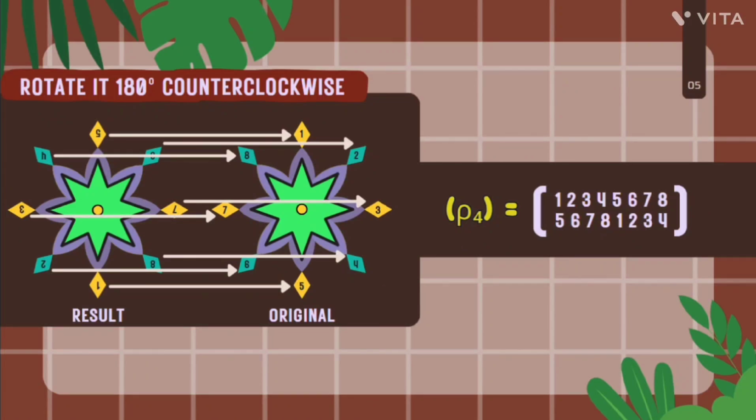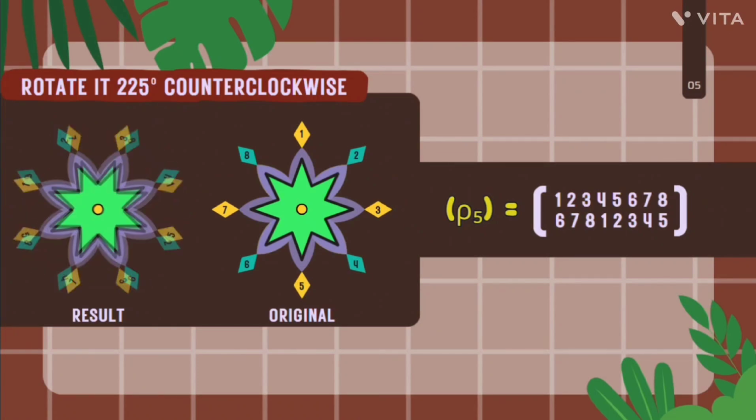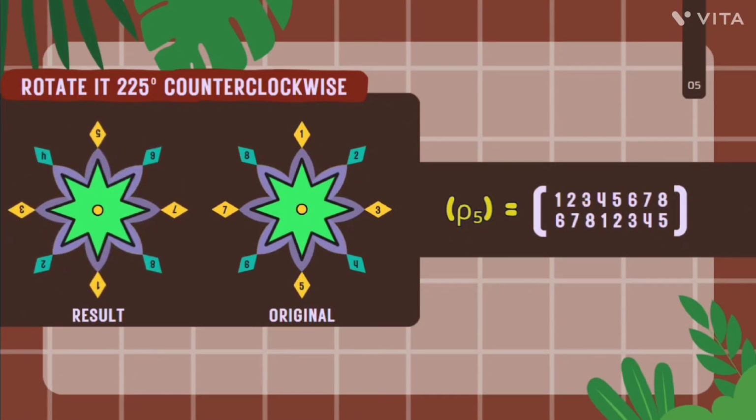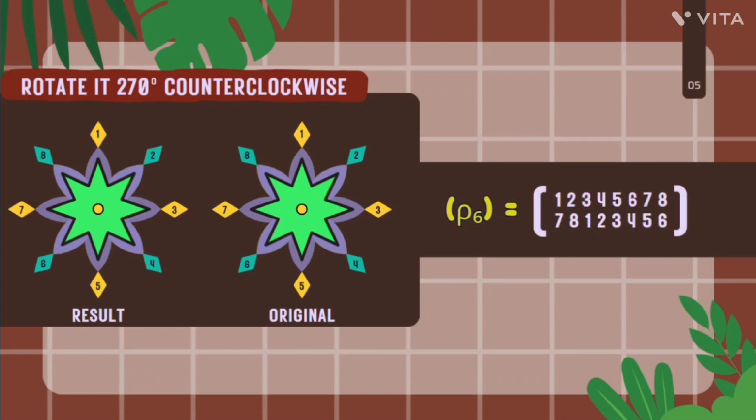Next, we have here the rho sub 5. Same process, we will rotate it 225 degrees counterclockwise first. After rotating it 225 degrees, this is now its result. Next we have the rho sub 6.